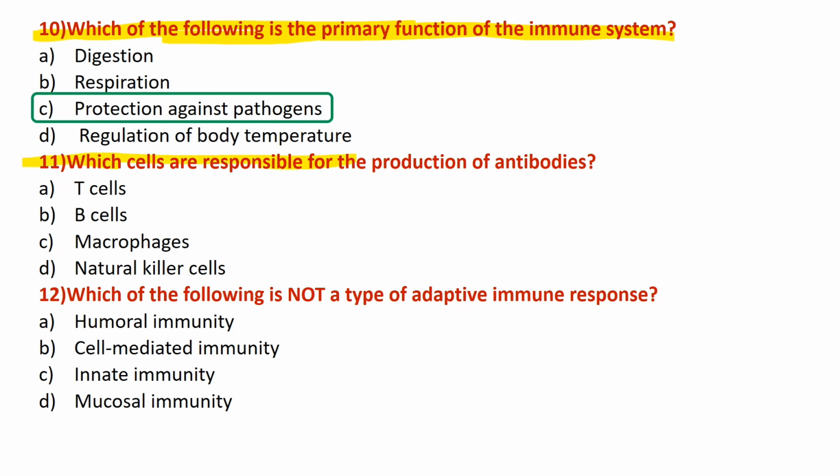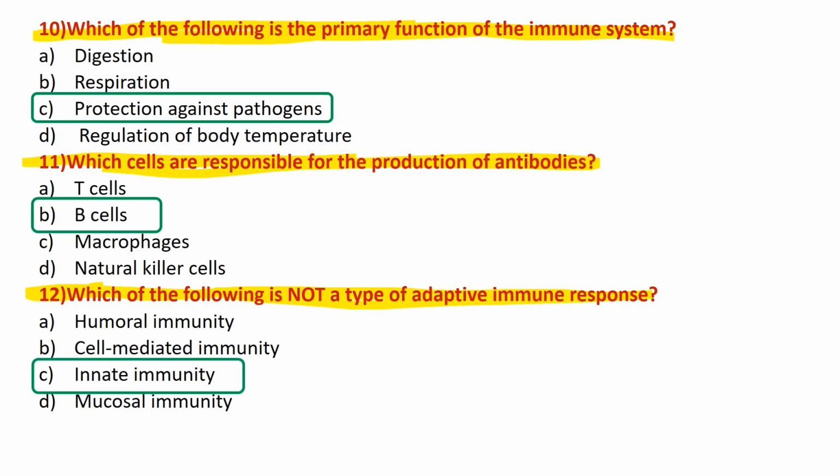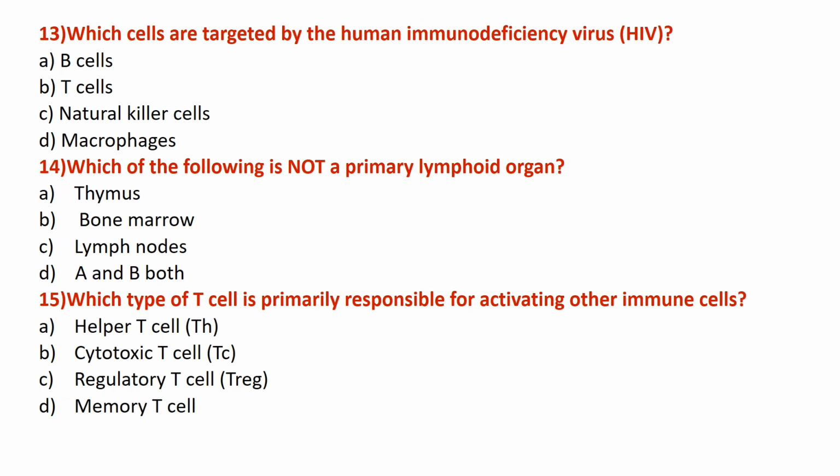11th question is, which cells are responsible for the production of antibodies? And the right answer is option B, B cells are responsible for the production of antibodies. Next one is, which of the following is not a type of adaptive immune response? And the right answer is option C, innate immunity.